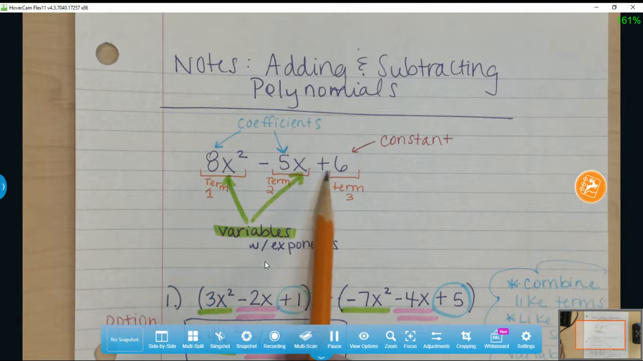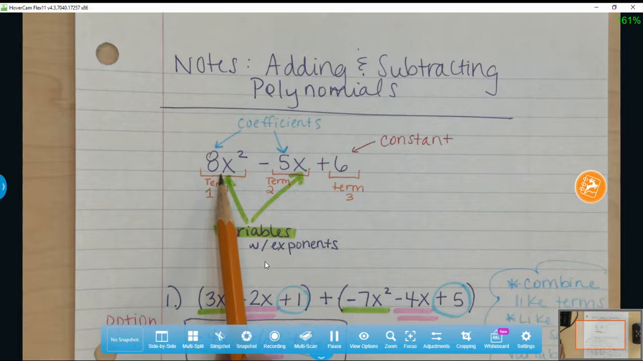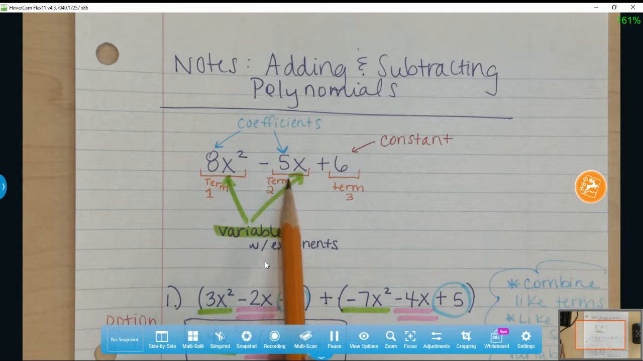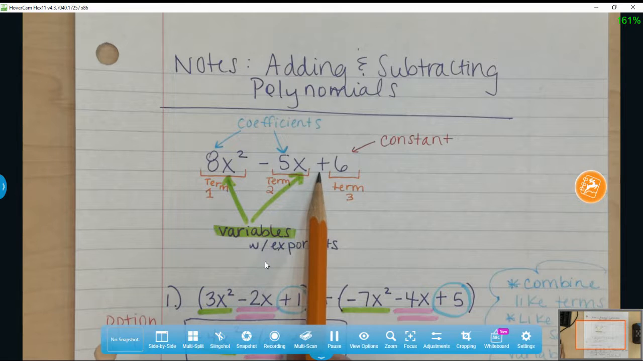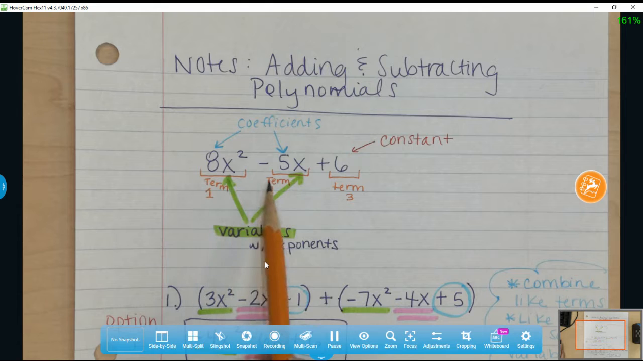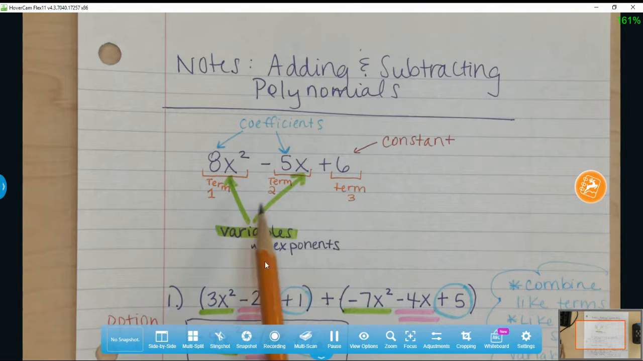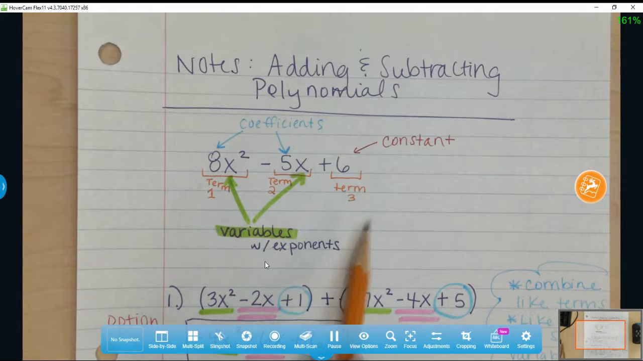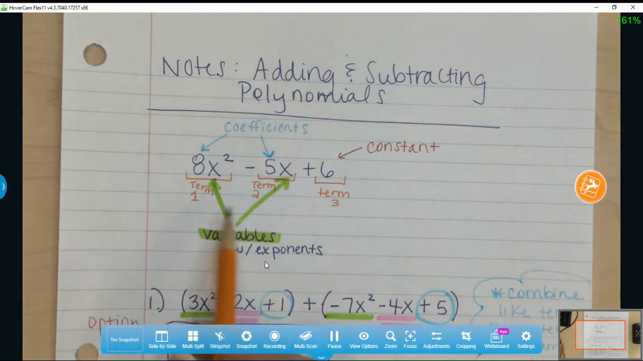So this is what we call a polynomial. It just means that you have multiple terms. So each one of these items between your subtraction and addition signs, those are terms. So here in orange I have term 1, term 2, and term 3. Within those terms, we have, of course, more vocabulary lurking, right?